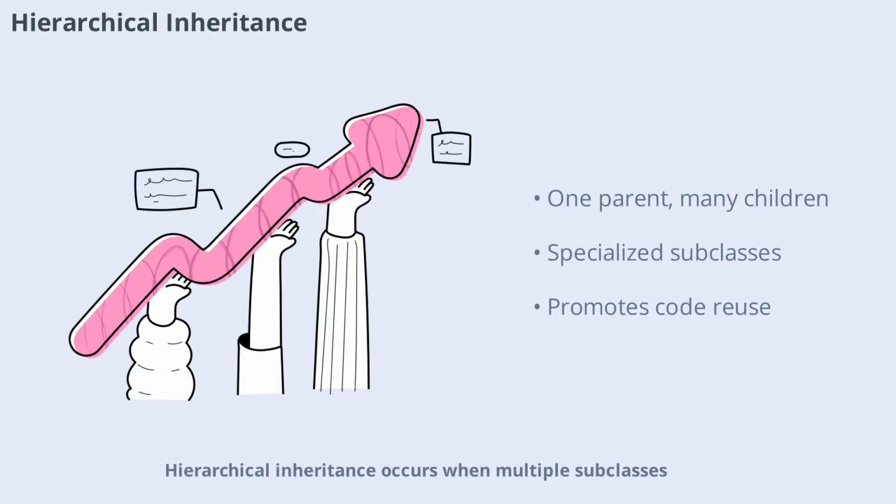Hierarchical inheritance occurs when multiple subclasses inherit from the same parent class. This is useful when you have a base class with common features and several specialized subclasses. For instance, a class animal could have subclasses like dog, cat, and bird, each inheriting basic animal properties but adding their own unique behaviors. This structure promotes code reuse and organization.